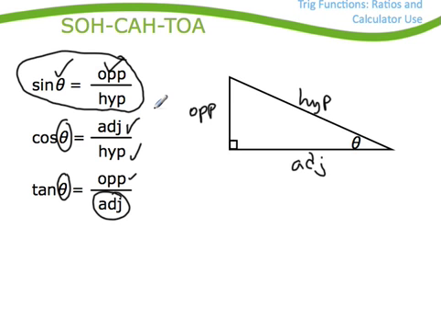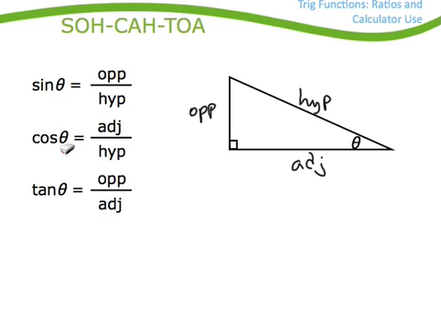Now it's important that you memorize those names: sine is opposite over hypotenuse, cos is adjacent over hypotenuse, and tan is opposite over adjacent. This little thing up here is something that a lot of people use to memorize it, SOH-CAH-TOA: sine, opposite over hypotenuse; cos, adjacent over hypotenuse; tangent, opposite over adjacent. So if that helps you memorize them, go ahead and use that.